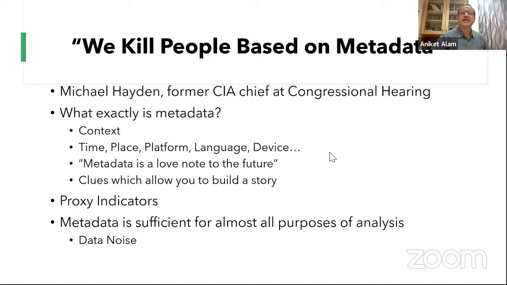During the Obama presidency, Michael Hayden actually said it in the most banal way that intelligence operatives can do it: we kill people based on metadata. He said this in response to a question whether they actually hack emails and messages to read what people are sending. He says, no, we don't do that because there's too much data noise. If we hack emails, there's just too much. Metadata is enough. Sufficient metadata.